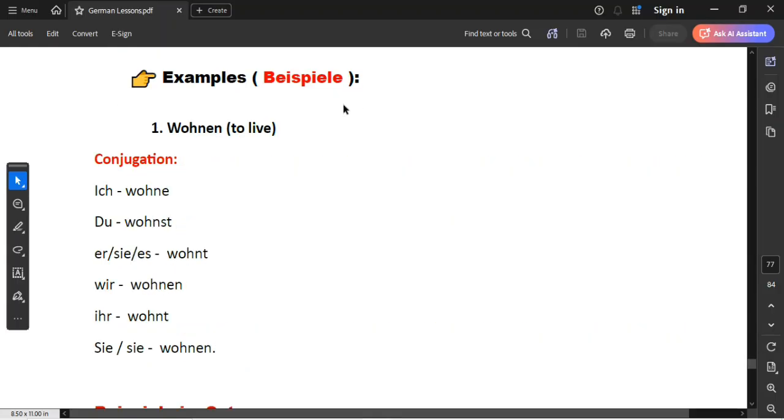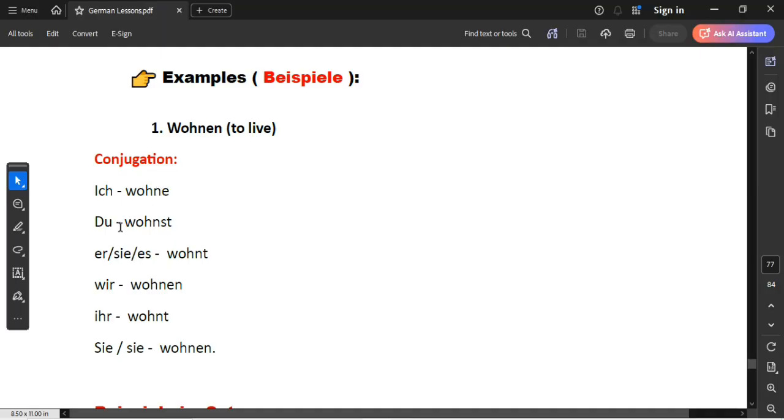Now, having looked at the rules, I want us to go ahead and look at examples, that is Beispiele. I'm going to start with the first verb, that is wohnen, and wohnen means to live. So I'm going to do the verb conjugation, and remember, we are going to start with ich. Remember for ich, we were doing away with the last letter, that is n. So as you can see, when you do away with the last letter, n, we remain with wohne. So when you conjugate wohnen for ich, it becomes wohne.